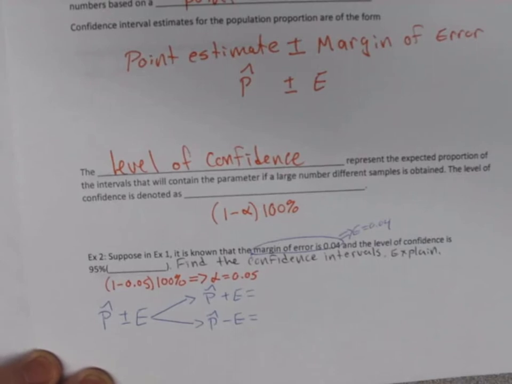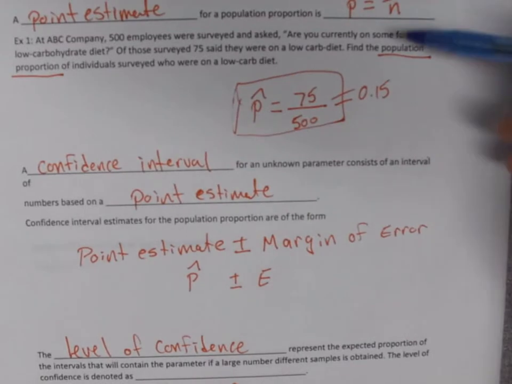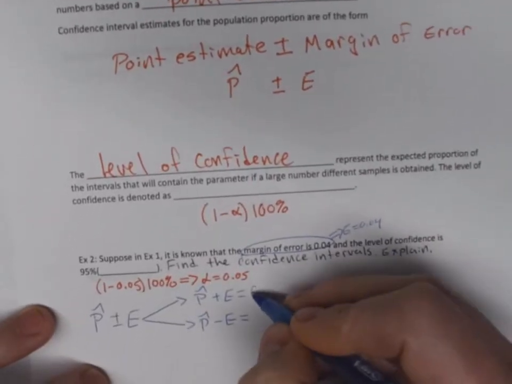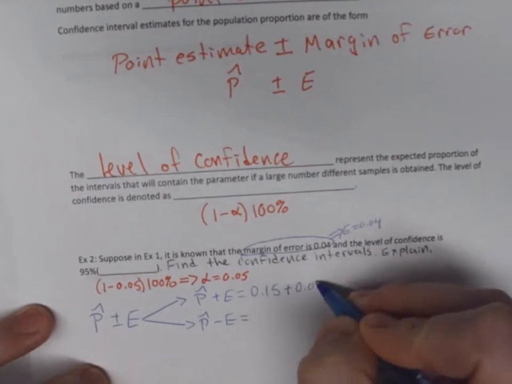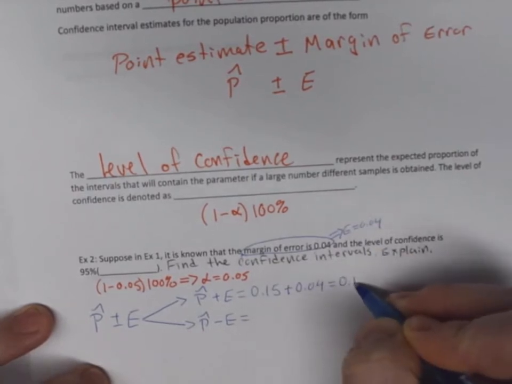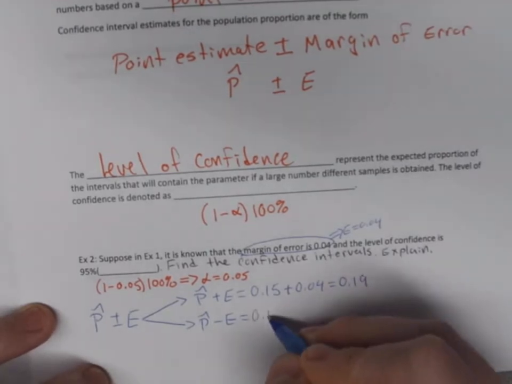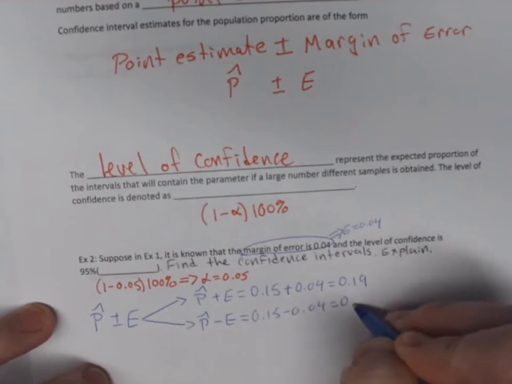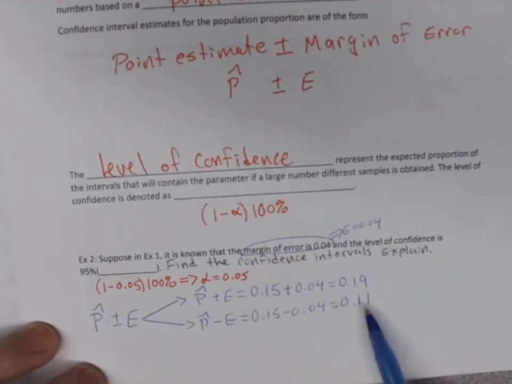And now we can just plug in. P hat we found up here in the previous problem to be 0.15. So P hat is 0.15 plus E, which is 0.04. And that's equal to 0.19. And then same thing down here, except a minus. And that's 0.11. Okay, so that's our confidence interval.